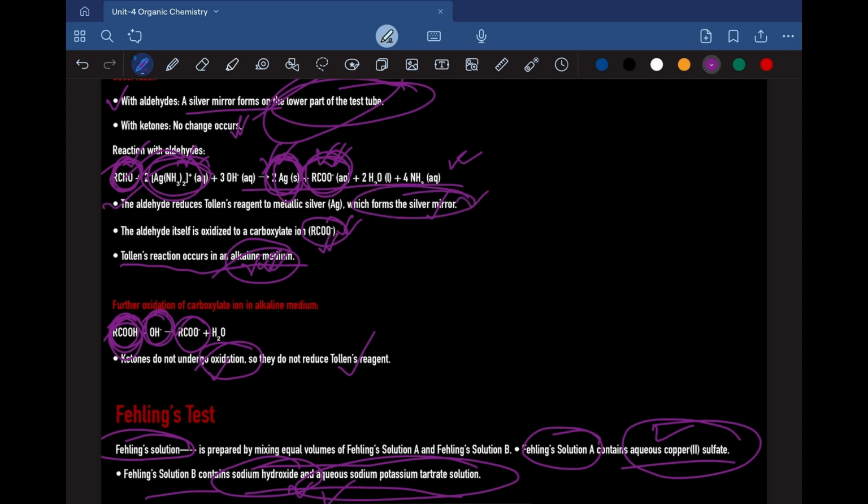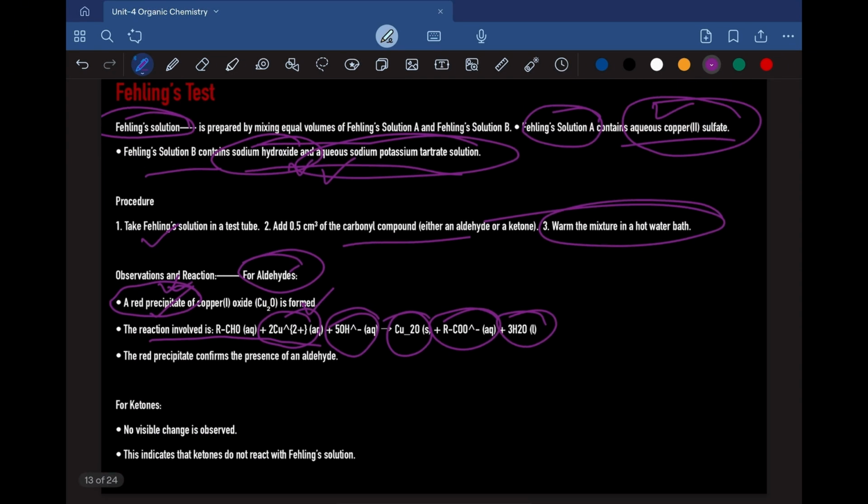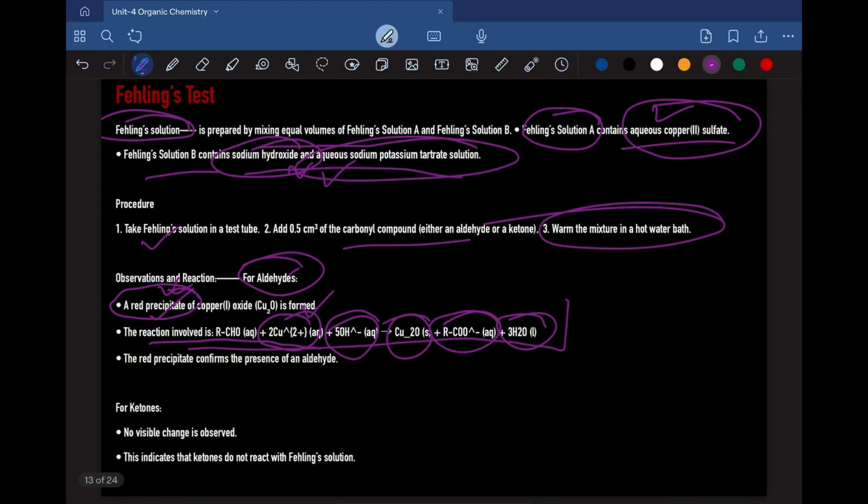These are the 3 lines that you will have to memorize for the Tollens' reagent. You don't need to know about the reaction as a whole. These reactions never come in the exam. The thing that comes is the colors that you will have to remember. And the red precipitate confirms the presence of an aldehyde.